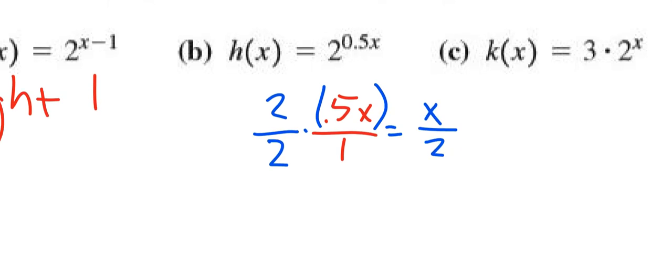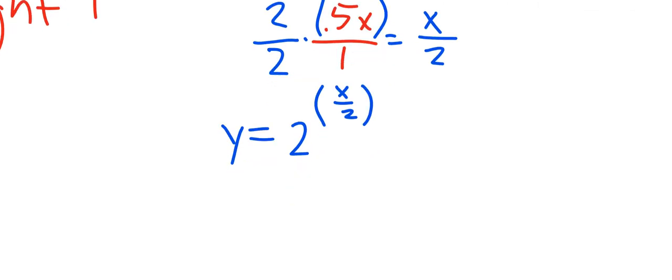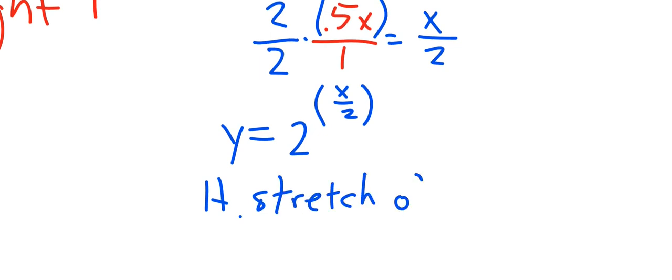Okay, now, this h of x is really y equals 2 to the x over 2 power. Can you describe what's going on? You should be able to tell me. This is a horizontal what? Horizontal stretch of 2. Yeah, the change is happening on the horizontal, to the x value.